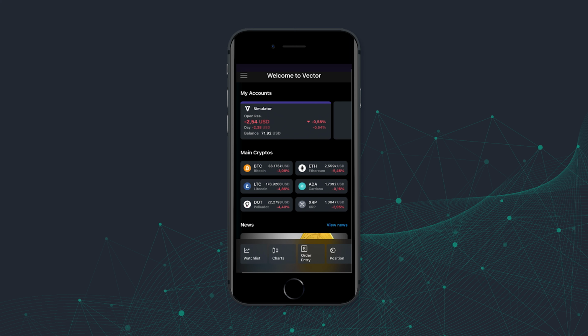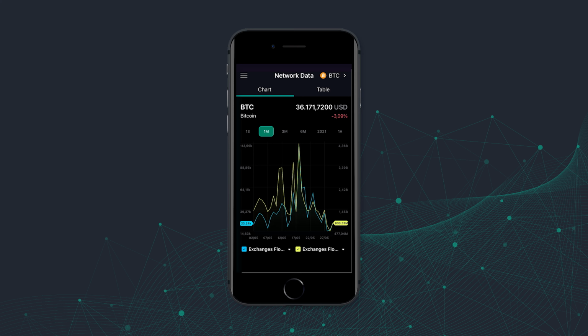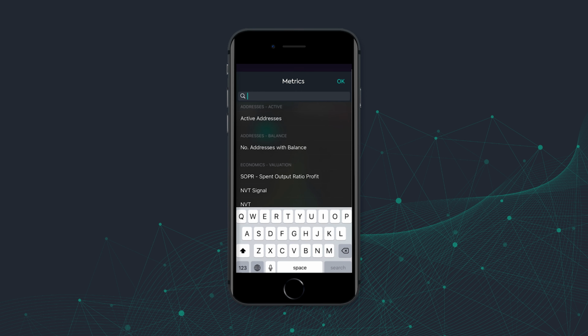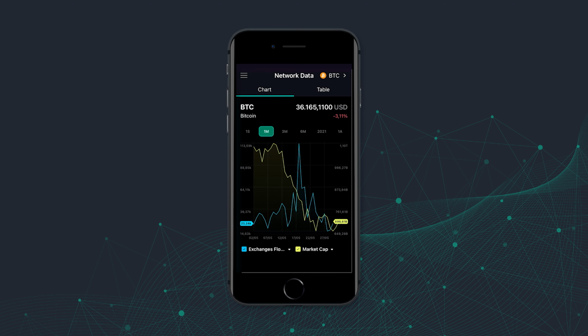Through the exclusive network data tool, you will have access to several blockchain metrics. To access the market cap indicator in Vector Mobile, simply click on the menu, then choose the network data option. In the lower right corner, click on the current indicator. A list will appear, and in it, we will look for the market cap option. Then click OK. Now, let's uncheck the box on the left so that we only have the view of this indicator.